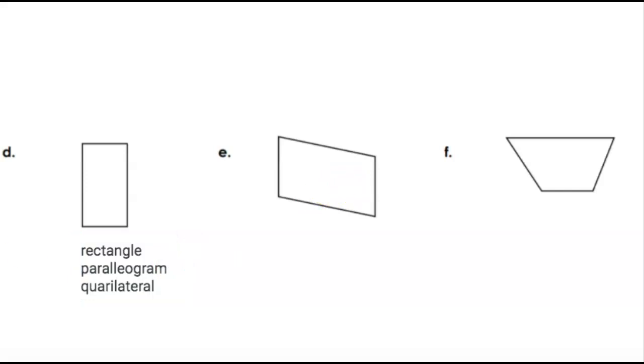All right, let's check this one out. This one's, oops, that was not what I wanted. This shape has two sets of parallel sides, so it is a parallelogram. But it does not have four right angles, so it cannot be a rectangle. And it does not have four sides the same, so it cannot be a rhombus or square. It is a parallelogram and a quadrilateral.